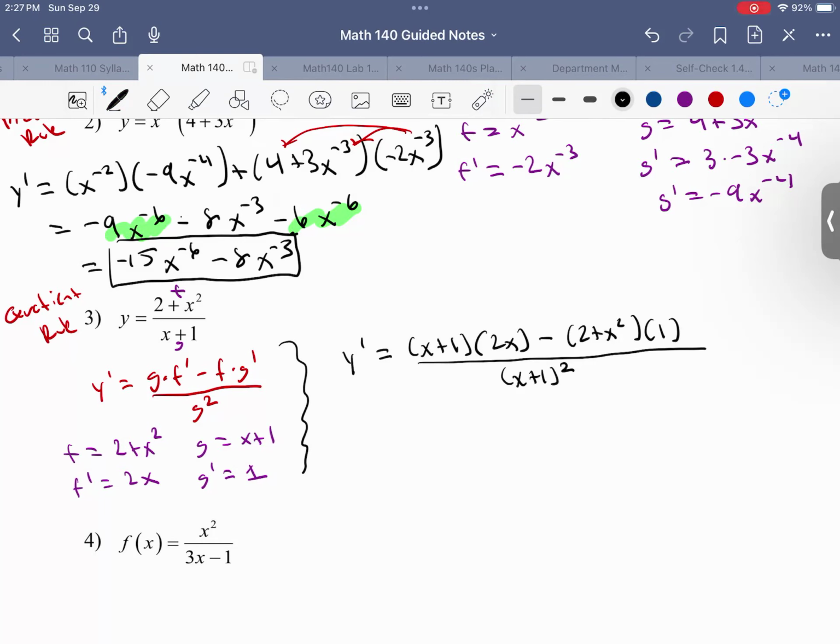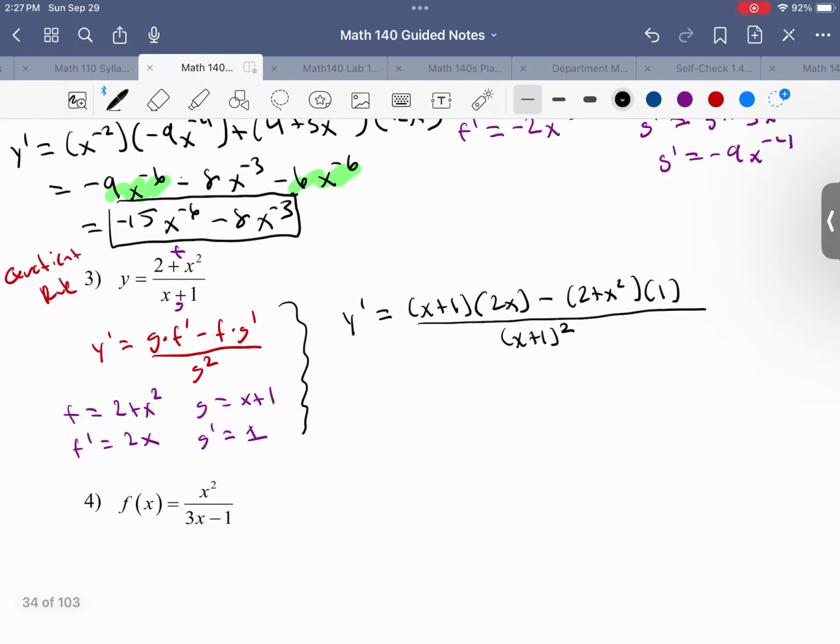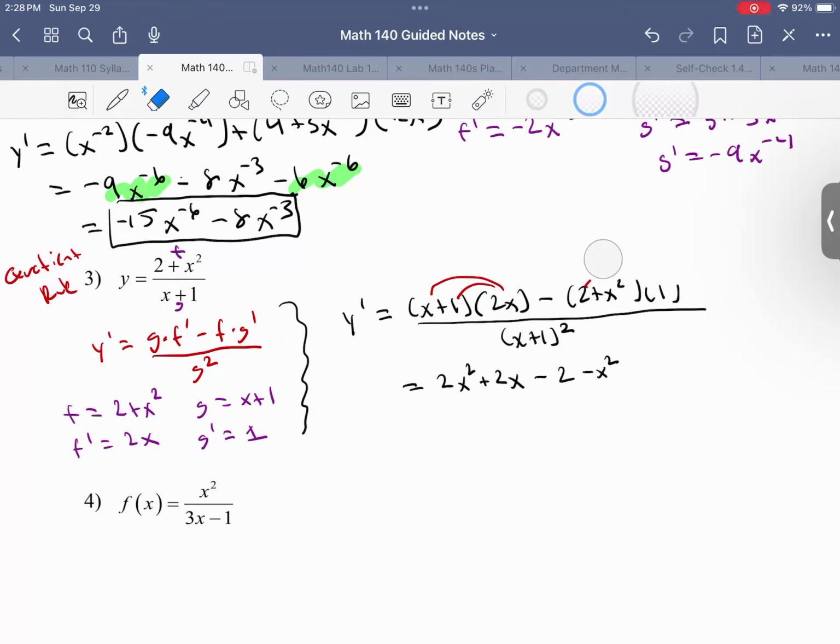If you leave it like this, I'm definitely okay with it, but you can simplify a little bit to your heart's desire. So what you can do is just distribute in this 2x, distribute in this 1. What you end up with is 2x squared plus 2x minus 2 minus x squared. Let me say where I got the negative from: this negative is distributing, and it's just times 1, so it's the same exact thing.